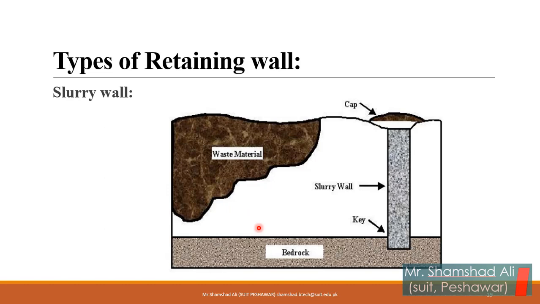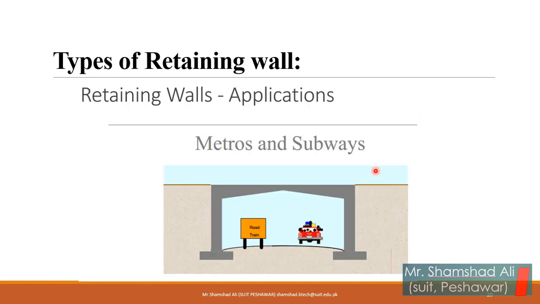Slurry wall. This is the waste material. This is the slurry wall. First it is excavated, then the slurry is installed, so it can form a wall. Made up of slurry. Retaining wall applications: where can the wall be used? It is used in many places, but the main use is in metros and subways. As you can see in the picture, they dig and then install the retaining structure, and after that they provide the slab to resist the active earth pressure.